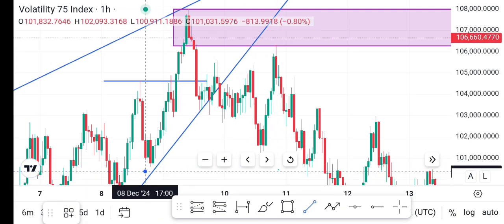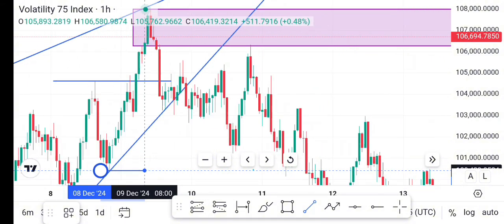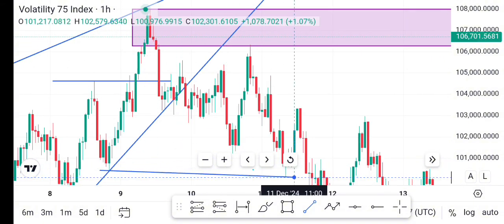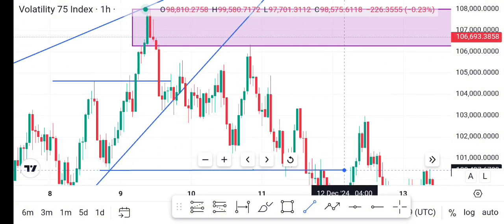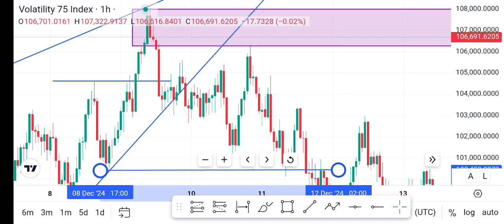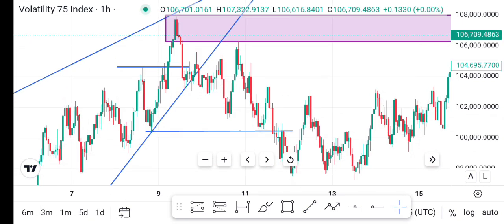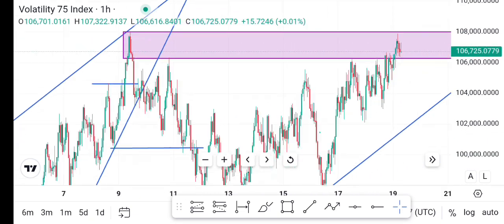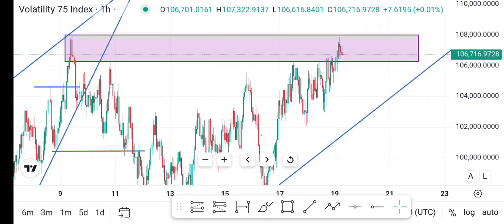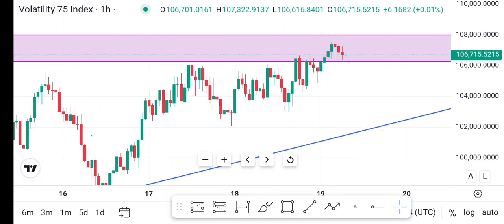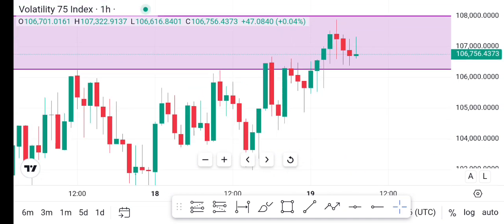So the major, this one, we have to count this major like this. Then draw our line here. This is our major low which was taken out. So after that, this was an indication, and then we are waiting here on our order block to see what will happen. Now we can see right now that the market is still making rejections.